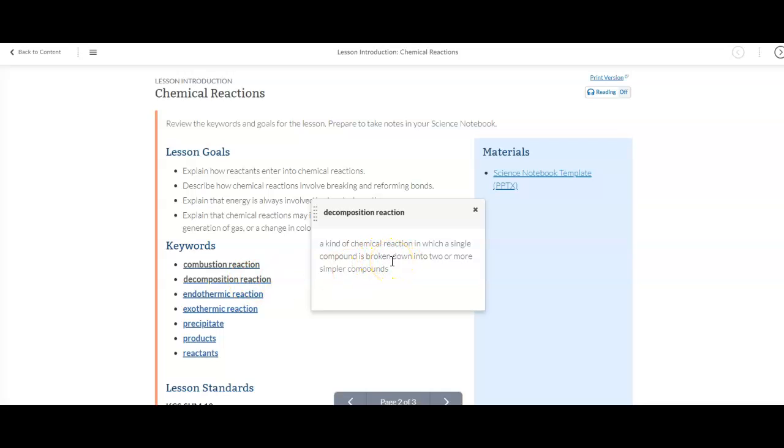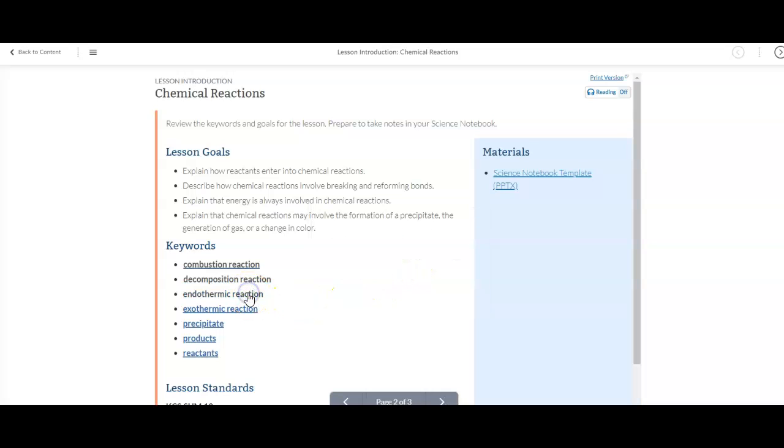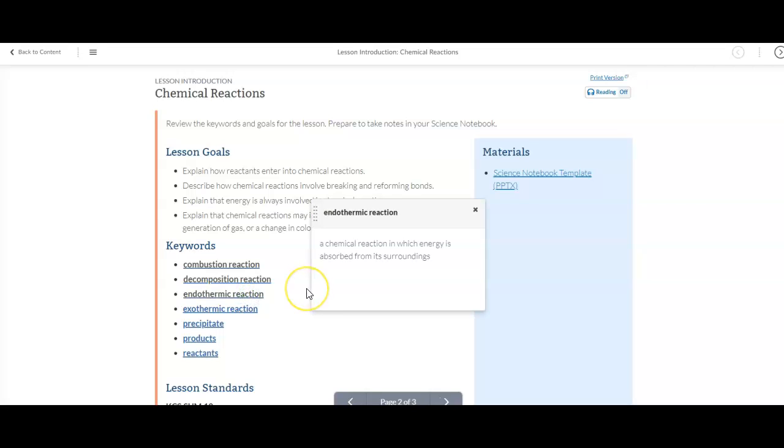The way I remember decomposition is the word decompose and breaking down. So it's into two or more simpler compounds. An endothermic reaction is a chemical reaction in which energy is absorbed. So when you think of absorb, you think of taking something in, and I remember that with the en beginning, endo. So taking something in. And with exothermic, we know that heat is being released. So I think of the word exit and heat being or energy being released.